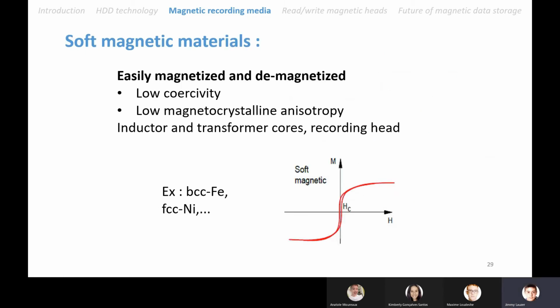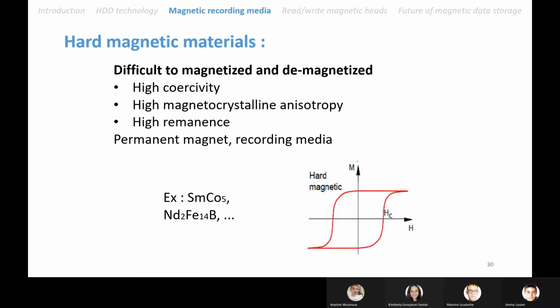Then we can divide ferromagnetic materials into two classes. On one hand, we find soft magnetic materials, which are easily magnetized and demagnetized due to their low coercivity and anisotropy. They are considered as inductor and transformer cores, fitting well for recording heads. On the other hand, there are hard magnetic materials, which are quite the opposite since they are hardly magnetized and demagnetized. They present de facto high coercivity, anisotropy, and remanence. They constitute what are called permanent magnets, used for recording media.